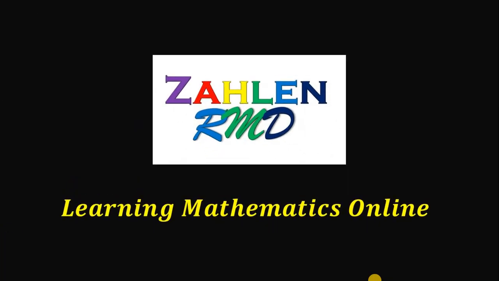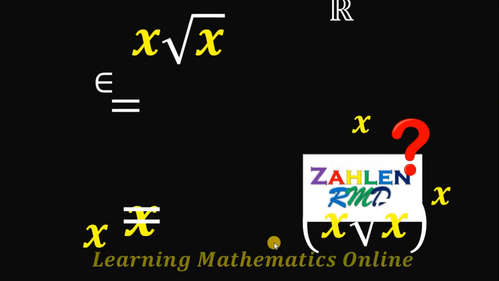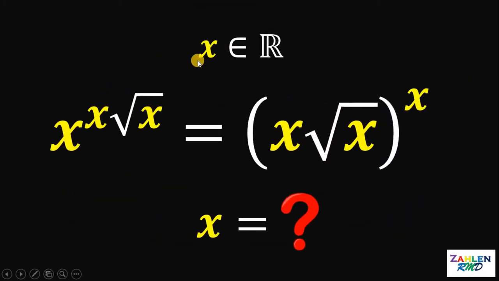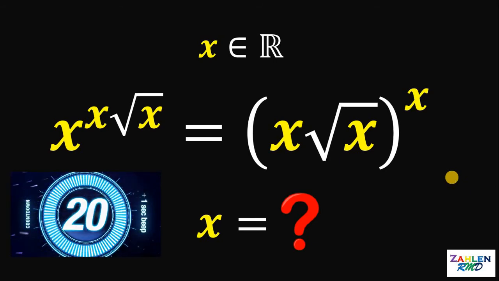And here's our question. Given that x is a real number, then find the value of x in this equation. We have x raised to x times square root of x equals x times square root of x raised to x. Now, if you want to try this problem, just pause this video. We have 20 seconds and timer starts now.